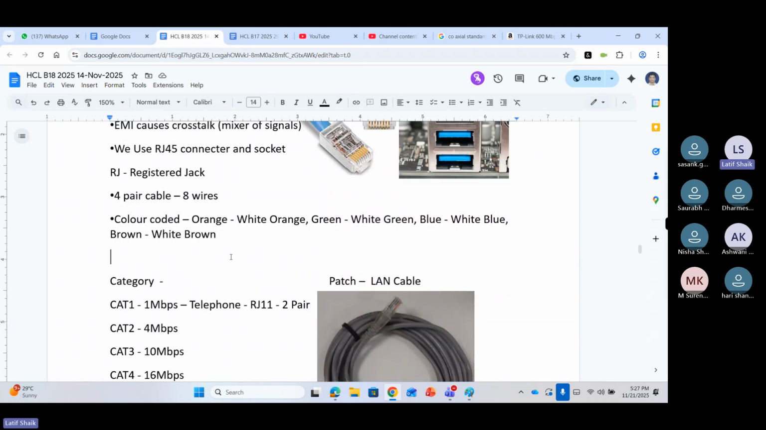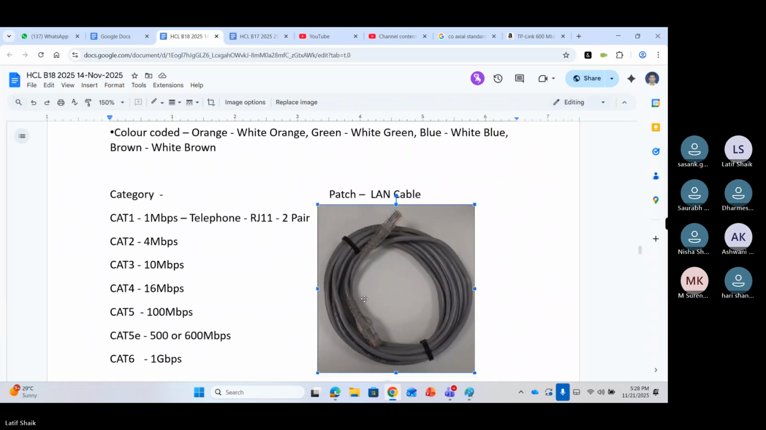Generally, at both ends of the cable, we connect these RJ45 connectors. Then it becomes a standard cable. These cables we also call patch cables, LAN cables, cat cables, because these cables are available in different categories: Cat 1, Cat 2, Cat 3, Cat 4, Cat 5, Cat 5e, Cat 6, Cat 6e, Cat 7, like that, different cables.